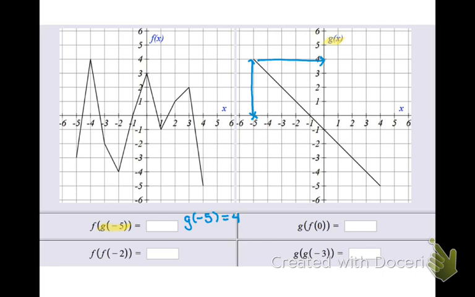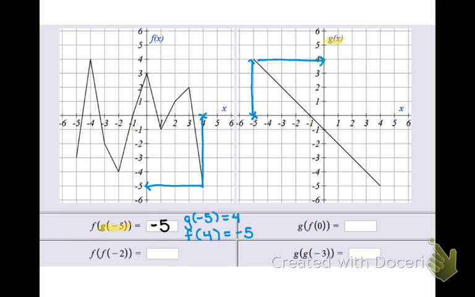And now it's that 4 that I have to plug into f of x. So now I'm looking for f of 4. So now I've got to go over to my f of x graph and look at an x value of 4, follow it down to my graph, and I see that it has a corresponding y value of -5. So that means that f of g of -5 is equal to -5. Purely coincidental there that the -5 that we started with also was the answer.